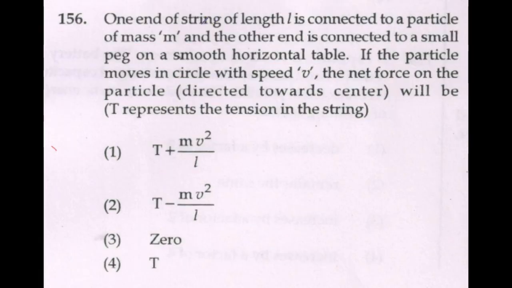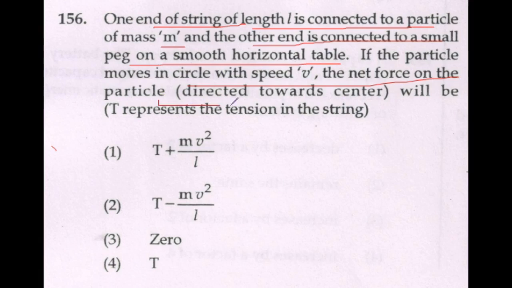Alright, so let us come to the second question. One end of a string of length L is connected to a particle of mass m, and the other end is to a small peg on a smooth horizontal table, okay? So you get the figure, there is a smooth horizontal table. At one end there is a peg, okay? And at the other end there is a mass. Both are connected by a string. If the particle moves in a circle with speed v, then the net force on the particle will be.